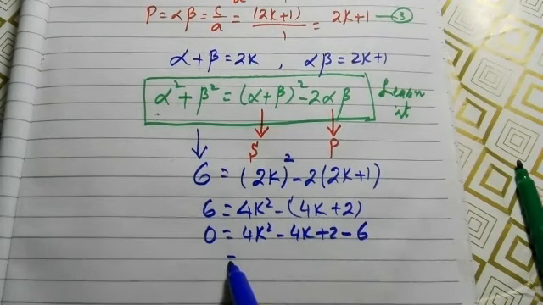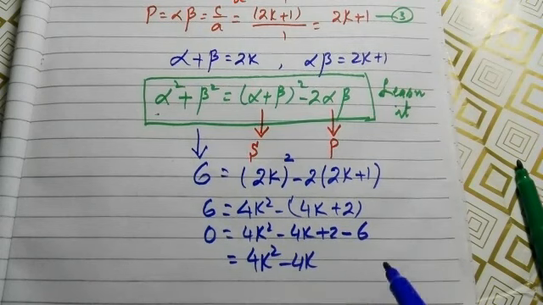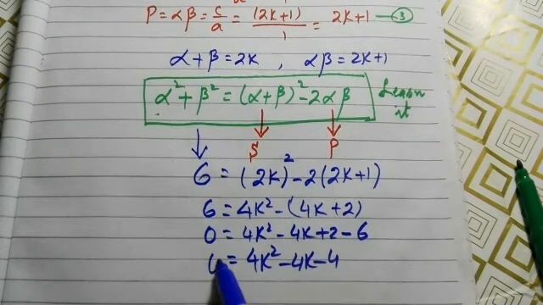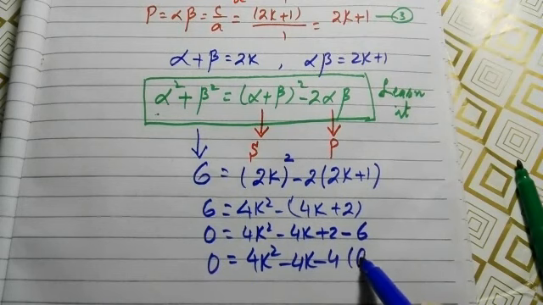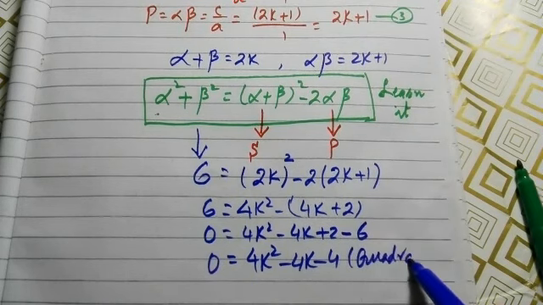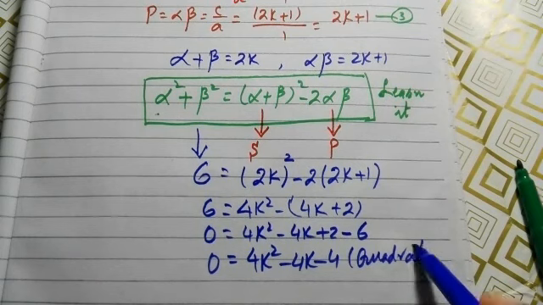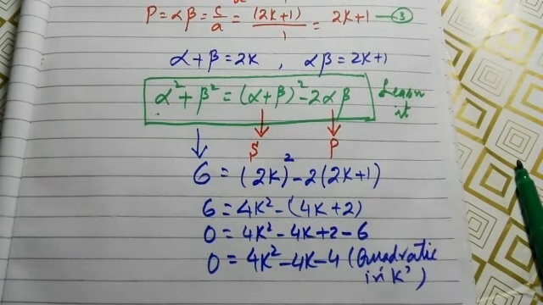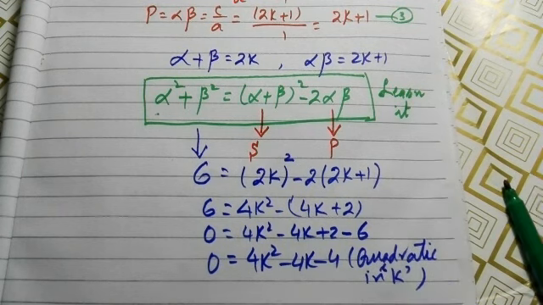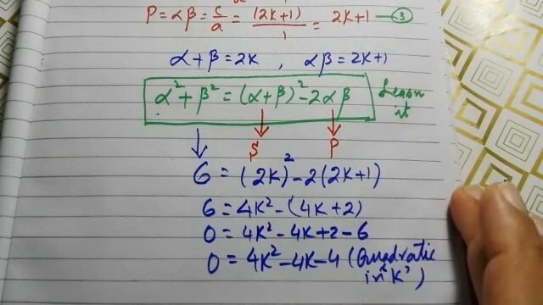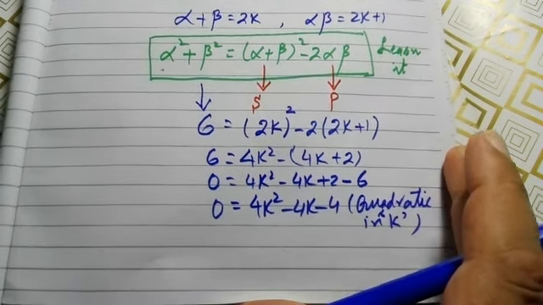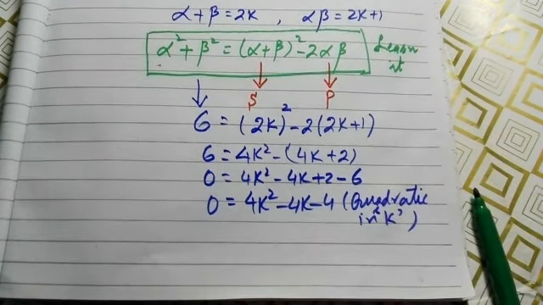So if you simplify it, 4k square minus 4k minus 4 equals to 0. So this is very much quadratic in terms of k, like this. So if it is a quadratic equation, you can use quadratic formula, you can use midterm breaking, whatever is easy, you should go for it.